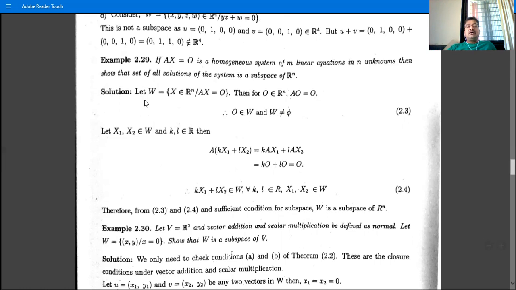Now we have to show W satisfies the two conditions, that is, the addition of every two elements of W belongs to W. So first take two elements x1 and x2 belonging to W, and k and l any scalars.